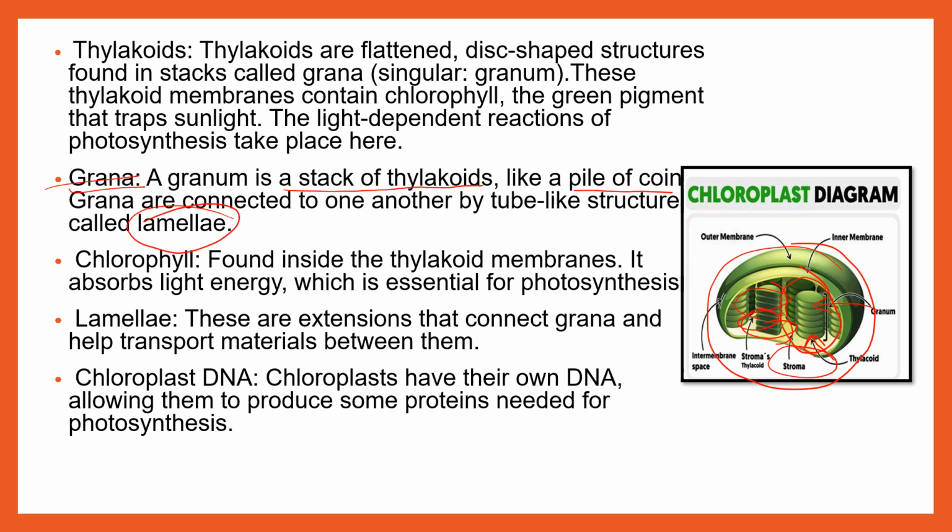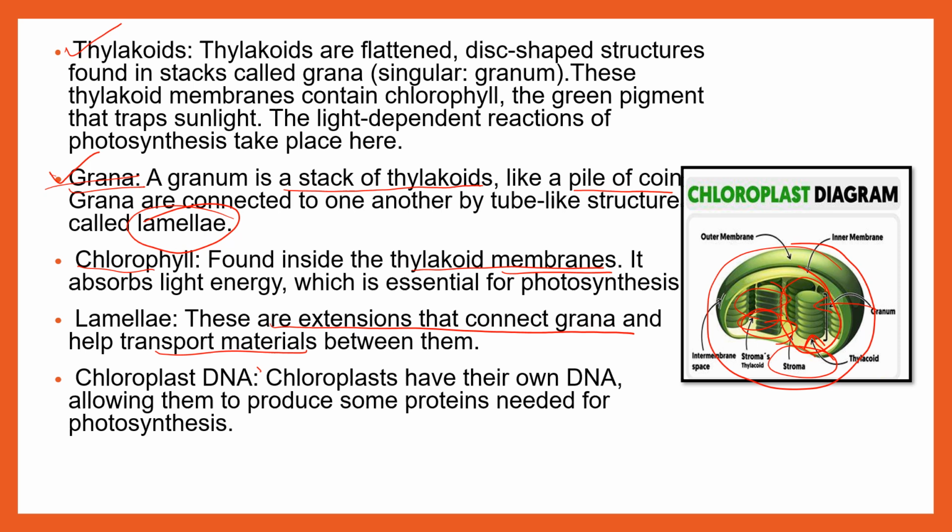So many new terms we are learning in 7th standard. First one is thylakoid, second one is grana, which is present inside the chloroplast. These are like a pile of coins, and chlorophyll is found inside the thylakoid membranes. It absorbs the light energy, which is essential for photosynthesis. Is it clear? Now the lamellae, what are the lamellae doing? These are the extensions that connect the grana to help transport materials between them.